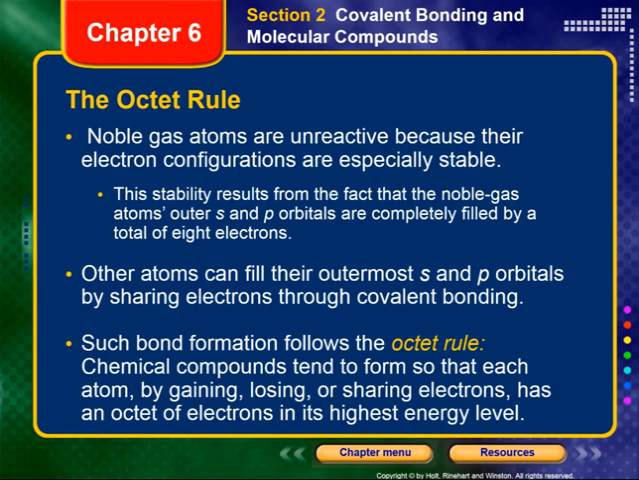Chemical compounds, any chemical compounds, not just molecules, but also ionic compounds and samples of metals and alloys, tend to form so that each atom, whether by gaining, losing, or sharing electrons, has an octet of electrons in its highest energy level. Now, right now, please understand, we're not talking about gaining or losing. That's going to be more specific to ionic bonding and even metallic bonding. Right now, in Section 2, we're talking about covalent bonding, so we're focusing on the sharing more.